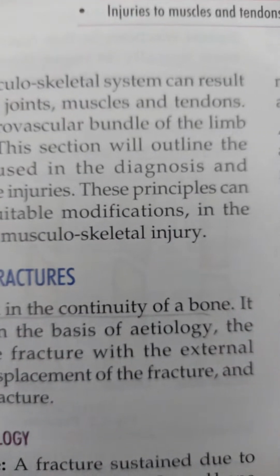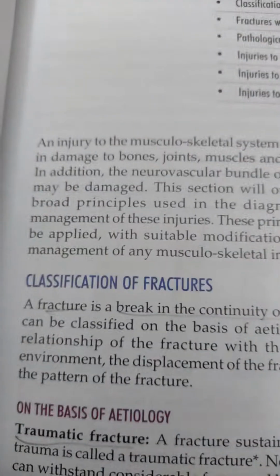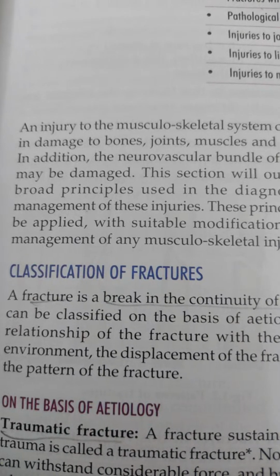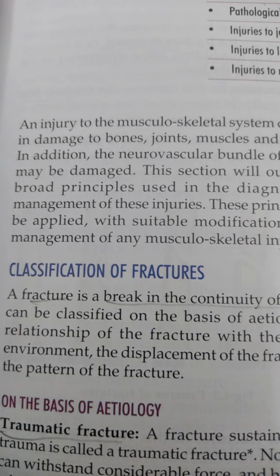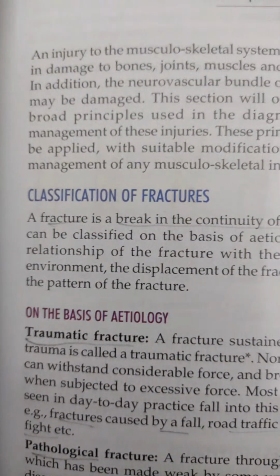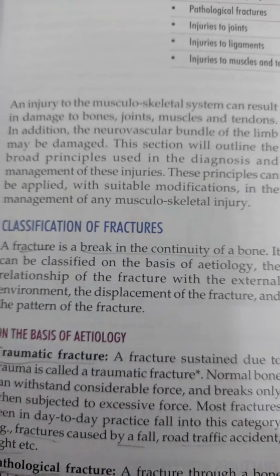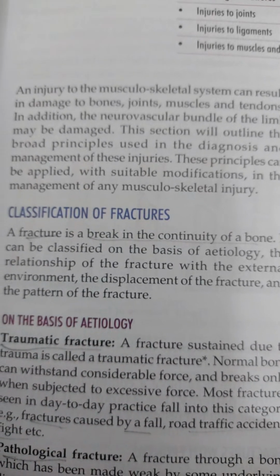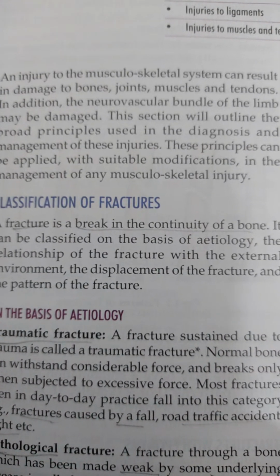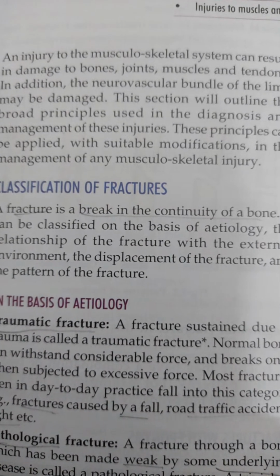musculoskeletal system can result in damage to bones, joints, muscles, and tendons. In addition, the neurovascular bundle of the limb may be damaged. This section will outline the broad principles used in diagnosis and management of these injuries. These principles can be applied with suitable modifications in the management of any musculoskeletal injury.